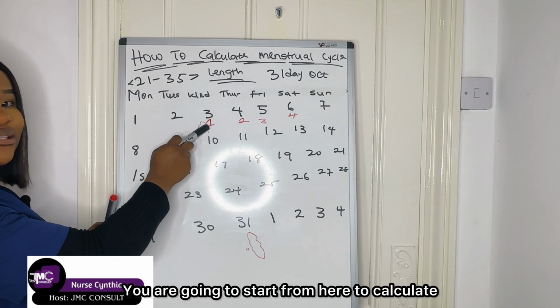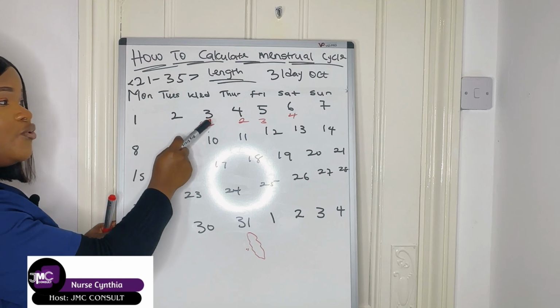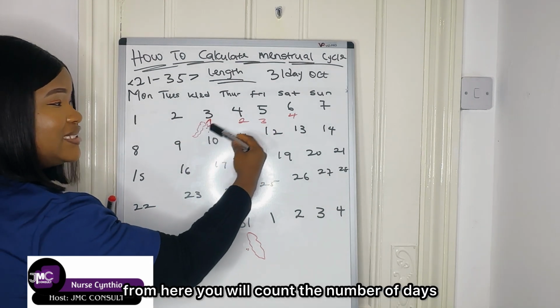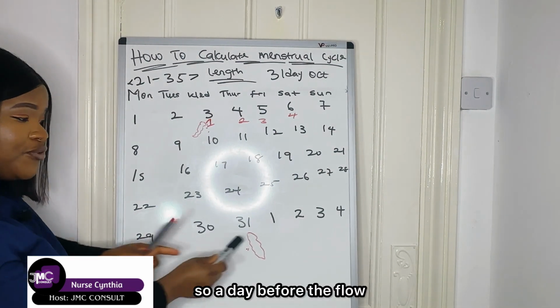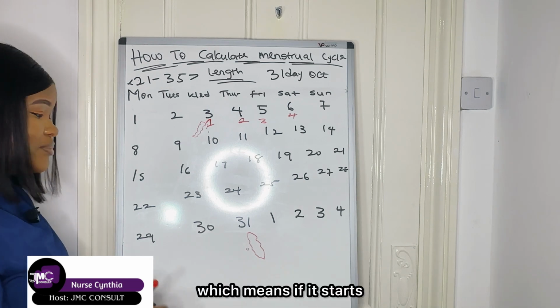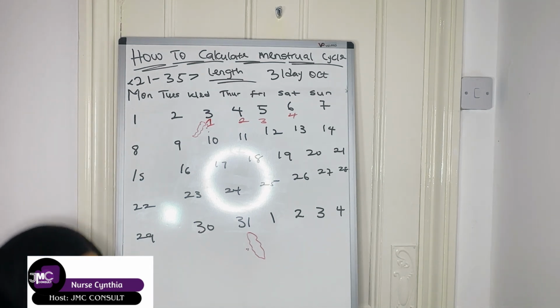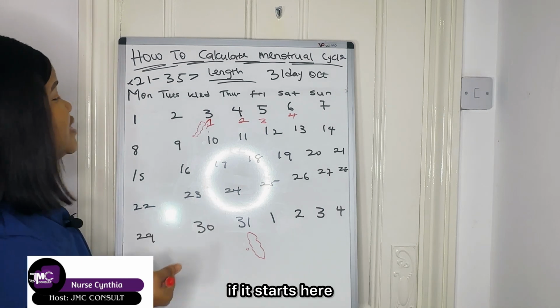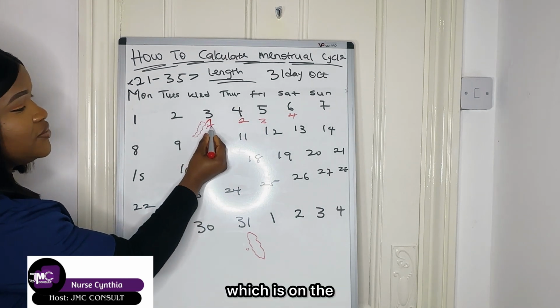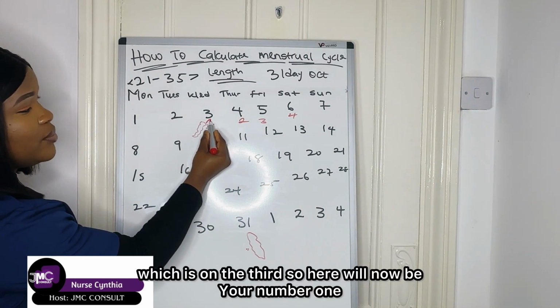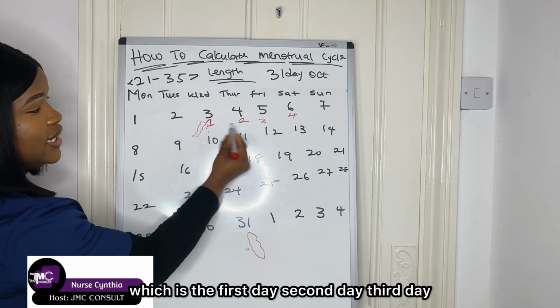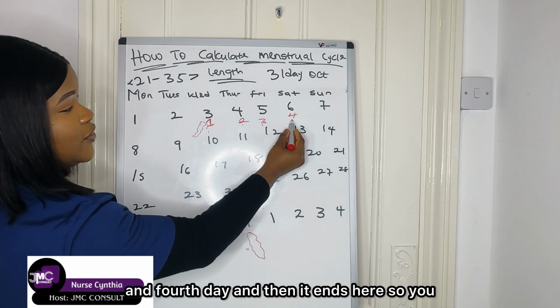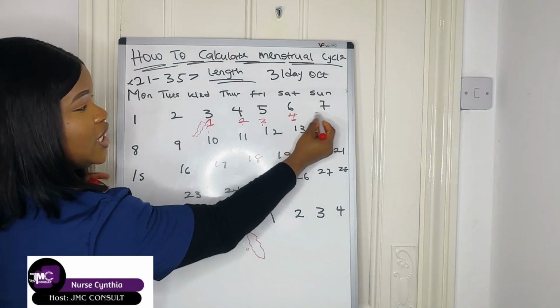You are going to start from here to calculate. From here, you will count the number of days to a day before this flow. So if it starts here, which is on the 3rd, so here will be your number 1, which is the first day, 2nd day, 3rd day, and 4th day, and then it ends here. So you keep counting.